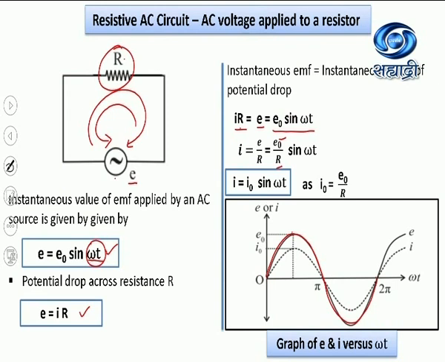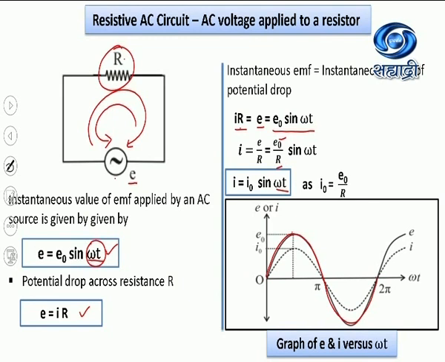For current, what is the expression? I is equal to I naught sin omega t. And here we can see that the variation for the current will be the same as that of the EMF, because the phase is also the same. For current, what is the phase? Omega t. For EMF, what is the phase? Omega t. There is no phase difference between them.